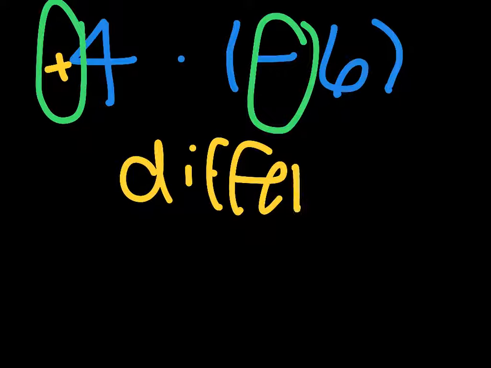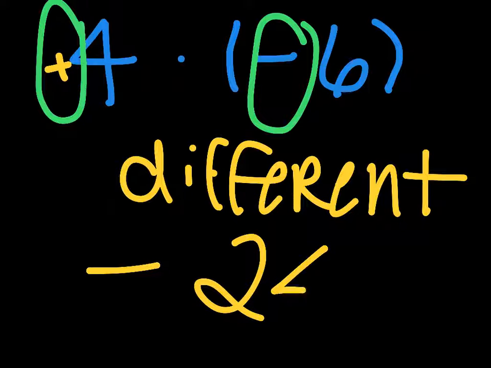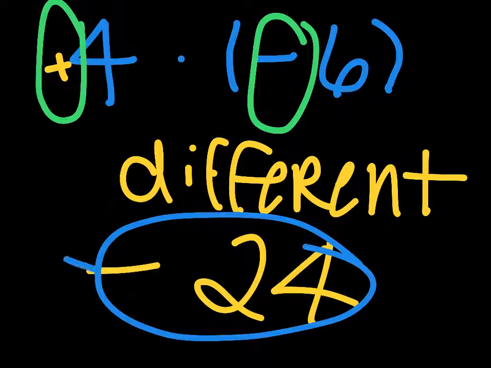They have different signs, so that means our answer is going to be what? That's right, negative, okay? 6 times 4 is what? 24. But not just any 24, negative 24 because we had different signs.